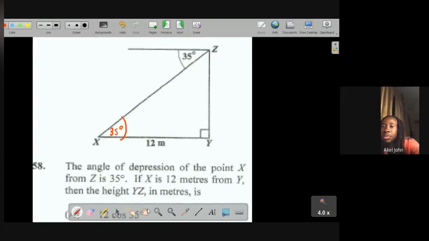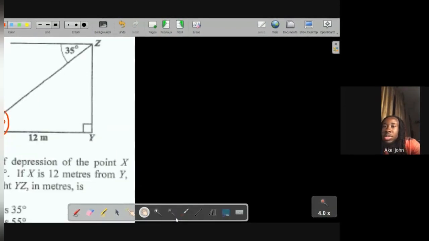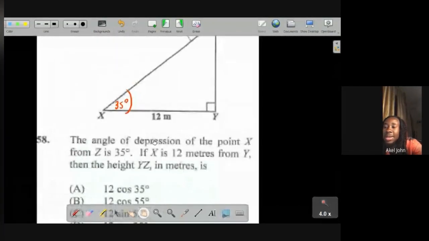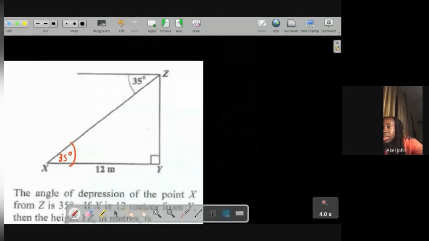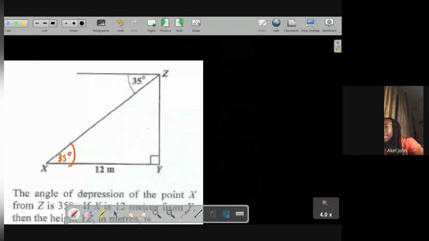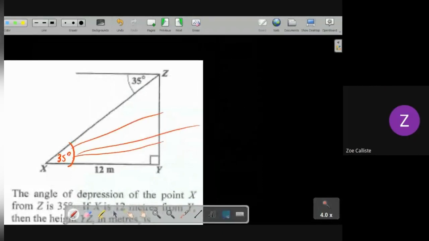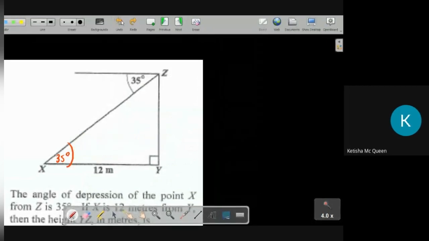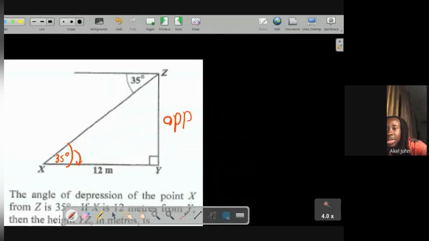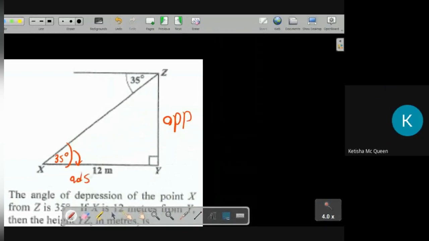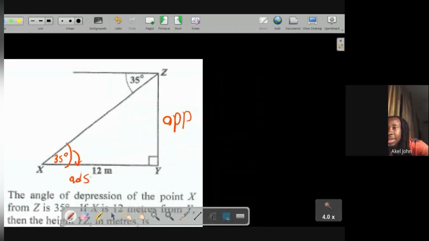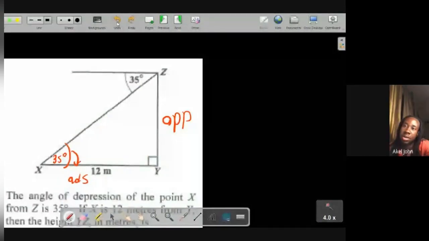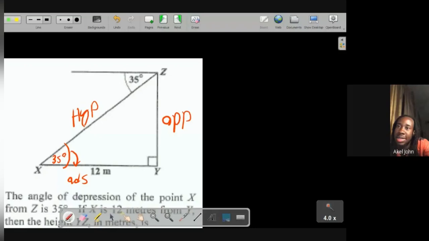And then, just the same thing. What I want us to find is the height of YZ. So this would make it what side? The opposite side. So this is the opposite, and XY would be the adjacent. And the side opposite the right angle is called the hypotenuse, XZ, also known as the longest side.